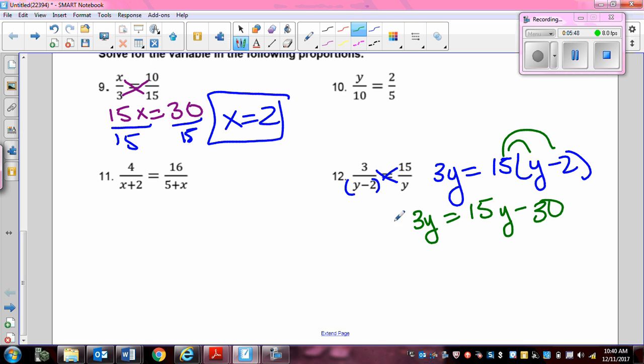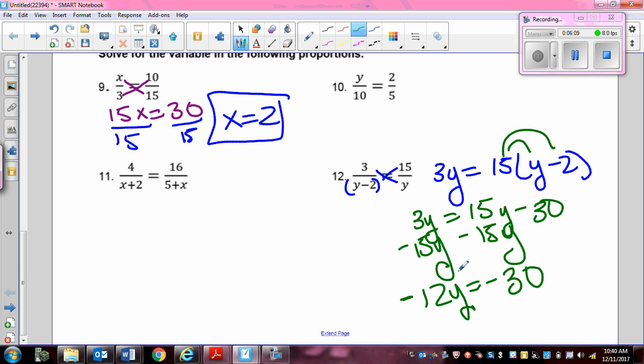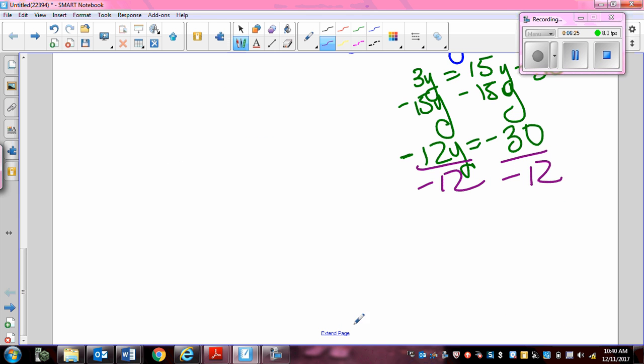So I'm going to move my y's to the left-hand side since I have y's on both sides. I need to choose a side and move them to that side. I'm going to subtract 15y to move it to the left-hand side. So 3 minus 15 is negative 12 y's. Don't forget your y's. Keep them together. Equals negative 30. And then we're going to divide by the negative 12. Y equals positive 30 over 12.